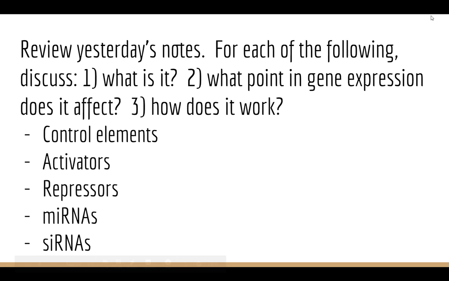What part of the gene? Kind of, like the siRNA blocks gene expression. Yeah, while the microRNA blocks translation.